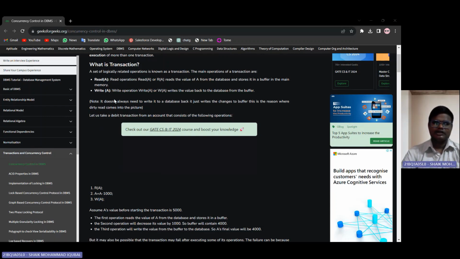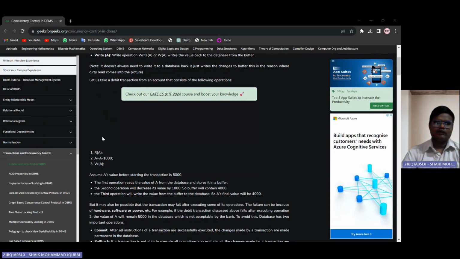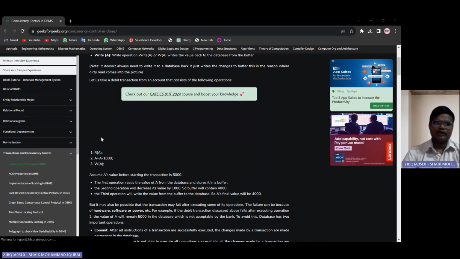Let us take a debit transaction from an account that consists of the following operations. R of A, A equals A minus 1000, W of A. Assume that A's value before starting the transaction is 5000.